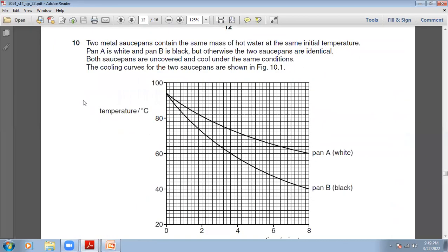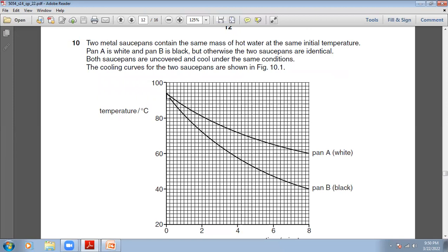He says, okay, so the 2 metal saucepans contain the same mass of hot water at the same initial temperature. Pan A is white and pan B is black. But otherwise, the 2 saucepans are identical. Both saucepans are uncovered and cool under the same conditions. The cooling curves for the 2 saucepans are shown in figure 10.1.